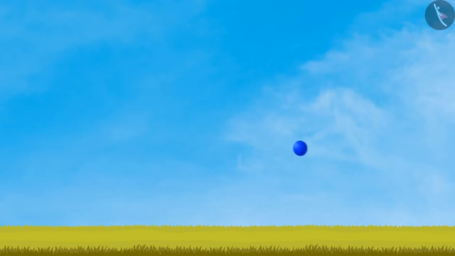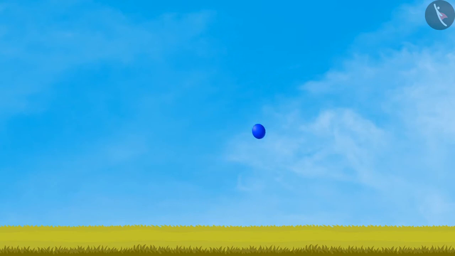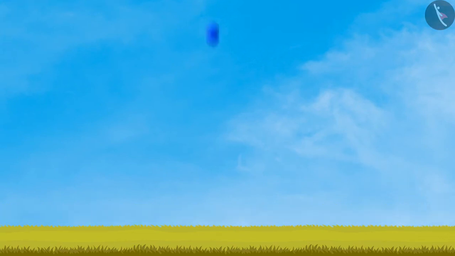Another example depicting the third law of motion is the bouncing of a ball. When a ball is thrown on the ground, the ball exerts a downward force on the ground which can be referred to as the action force. When the ball hits the ground, the ground too exerts an equal and opposite force on the ball which can be referred to as the reaction force. This reaction force makes the ball bounce off the ground. In this case also, the action and reaction force acts in opposite directions and on different objects.